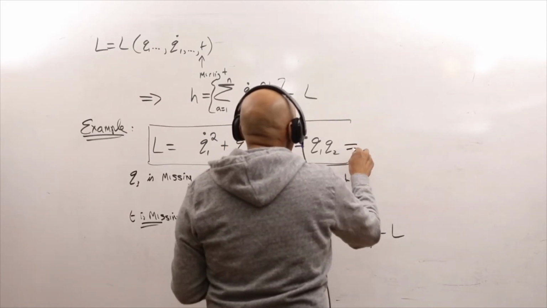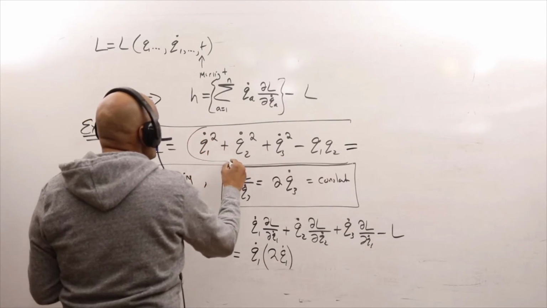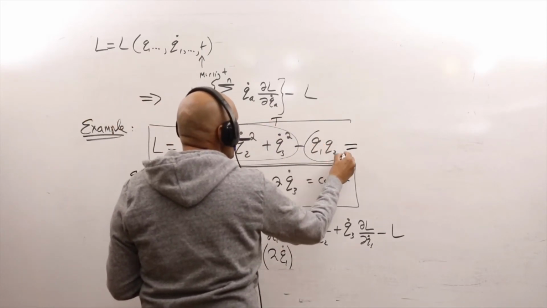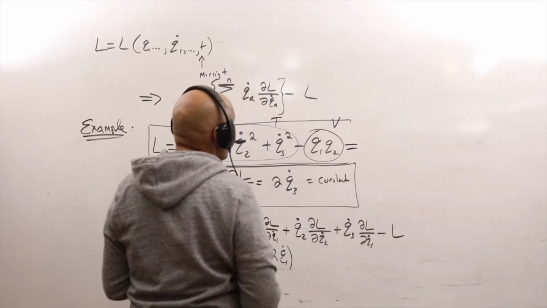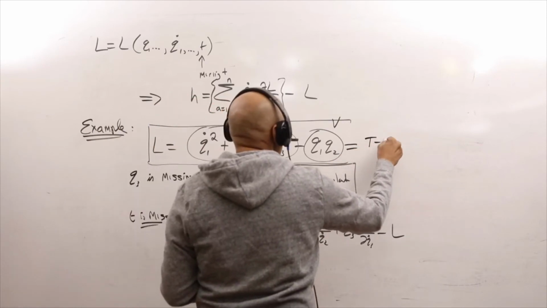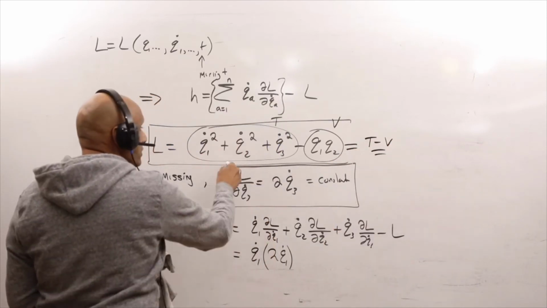So I want you to notice that this looks like a kinetic energy term, T, and this looks like a potential energy term, V. Okay, so I want you to notice that. So this is really T minus V, right? So T is this term, V is over here.